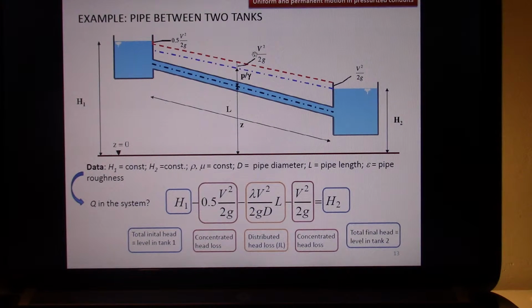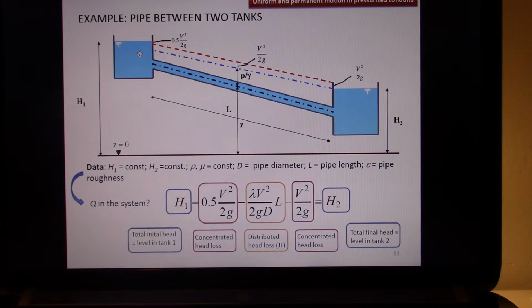To do this, what one does is to write Bernoulli's theorem extended to real fluid, in this case from tank number 1 to tank number 2. So we start from this tank, our fluid is moving from this point to this one, and we have this final tank. So basically we would apply Bernoulli's theorem from this point to this one. So how to do this?